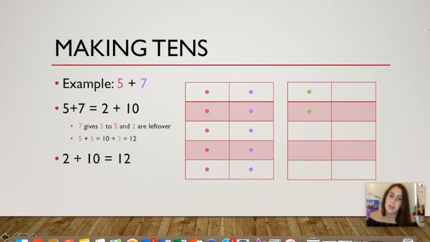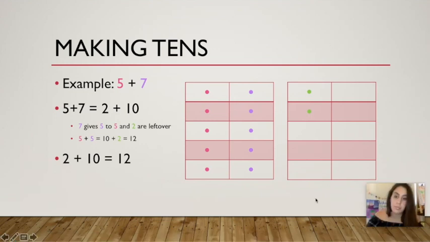Here are a couple of diagrams to show what we just did. Does anybody remember what these are called? These are called 10 frames. So in this picture here, you can see that we had 5. Then we took 5 from the 7 to fill up the 10 frame. A 10 frame is 1 ten. And then there were 2 left over in the next 10 frame. So this 5 is what we started with. This 5 comes from the 7, and there's 2 ones left over.